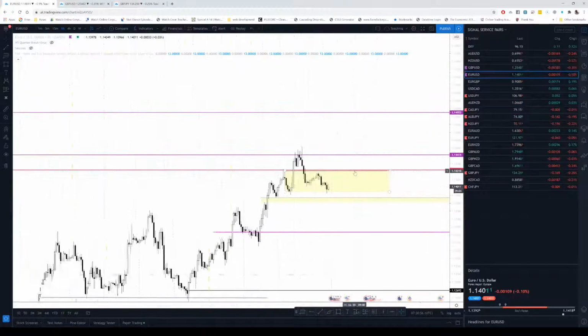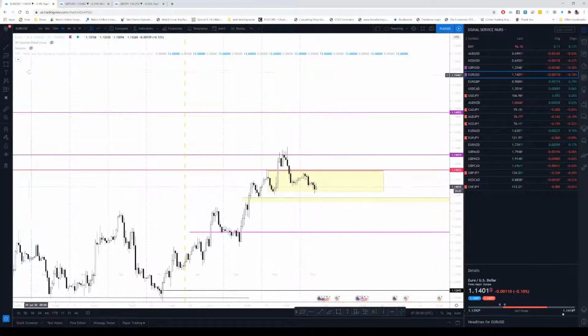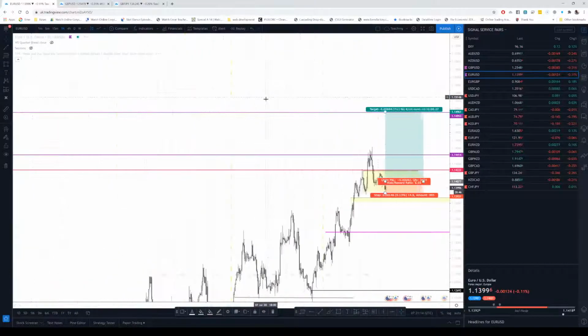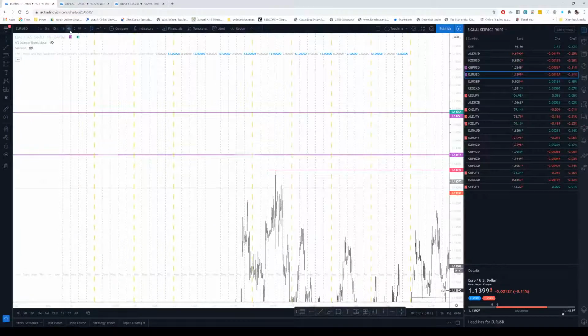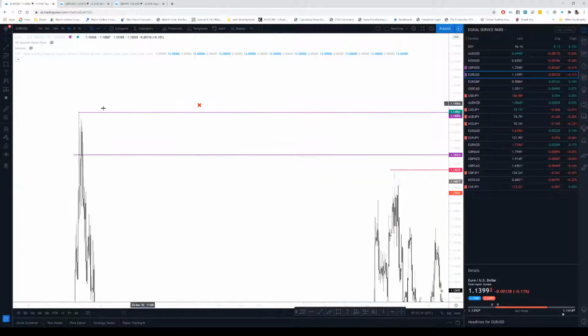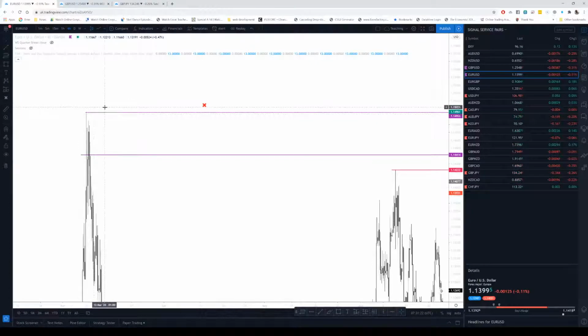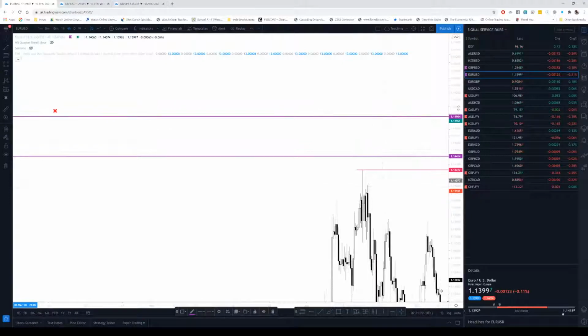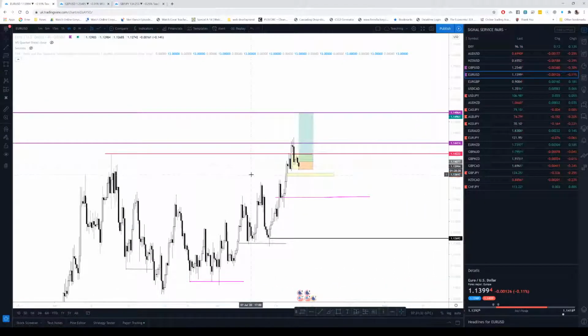Okay, so if euro is able to give me this, my target is this high here. Yeah, that high, that's where I'm focusing right now on euro. That's where my focus is. If the dollar continues going down, that's where my focus will be, that high. Right, so let's see if we do get that.